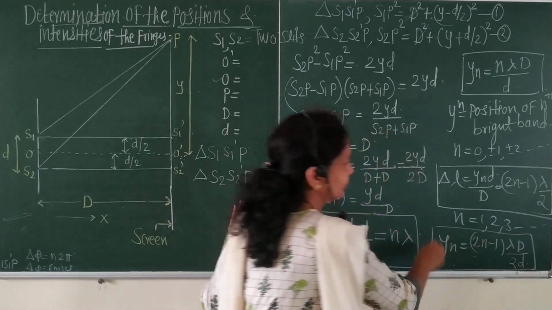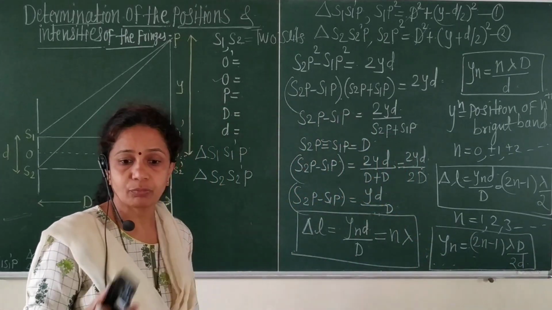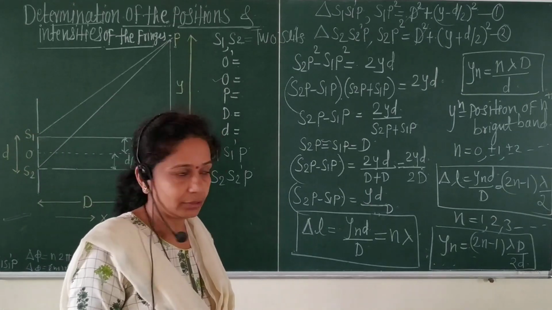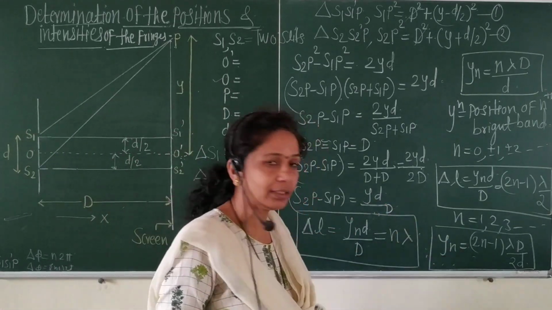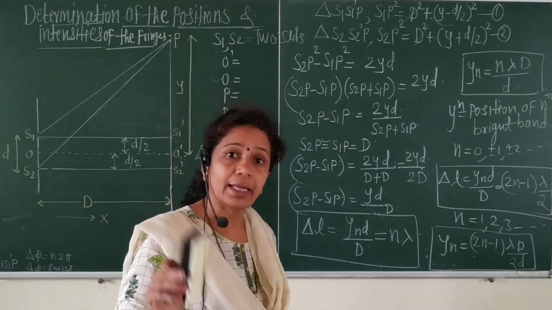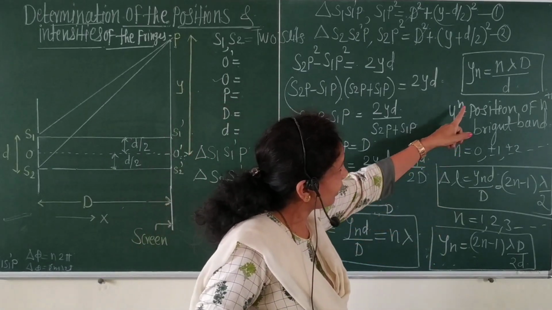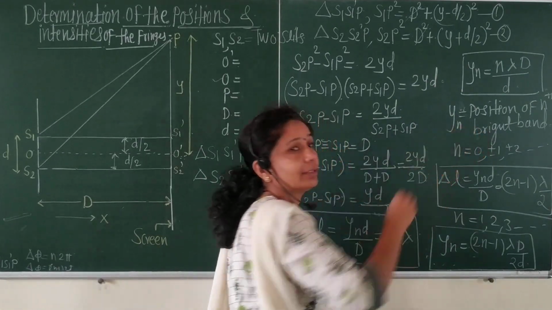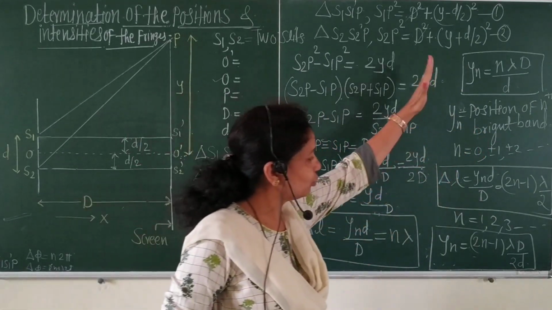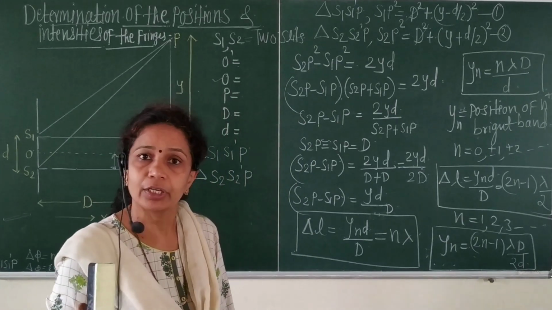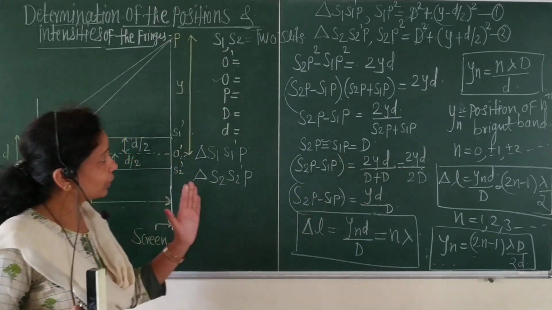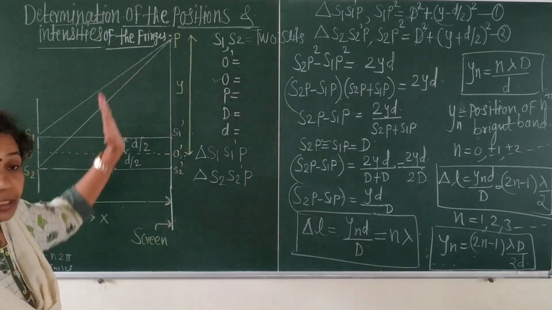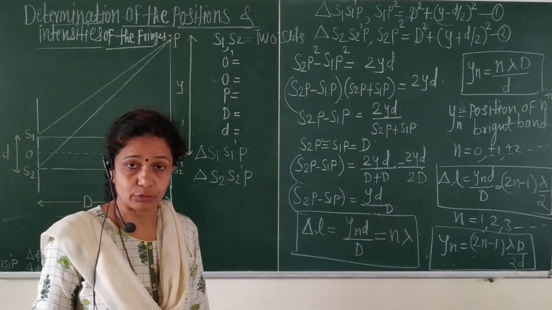This is the equation for the position of the nth dark band. Here yn represents the position of the nth dark band, and in the earlier equation yn represents the position of the nth bright band. These two equations are very, very important. In this case we determine the position and intensity of the fringes also.